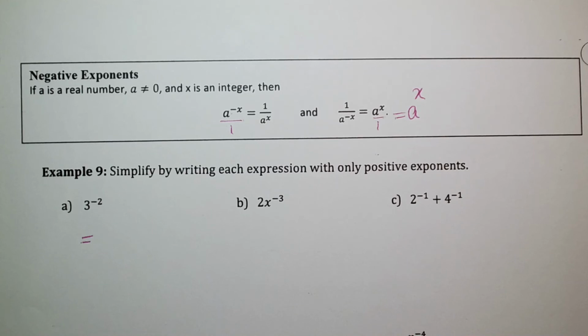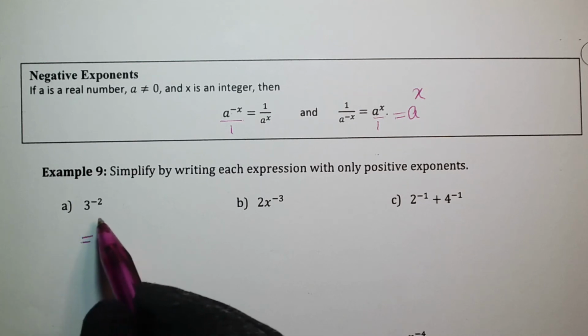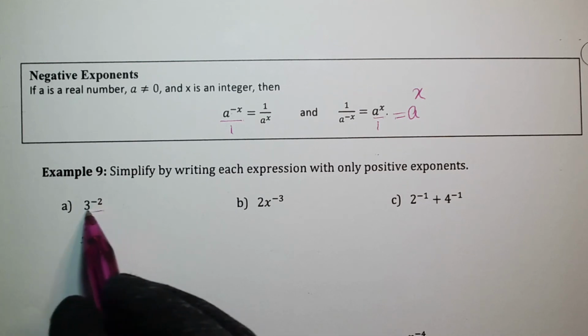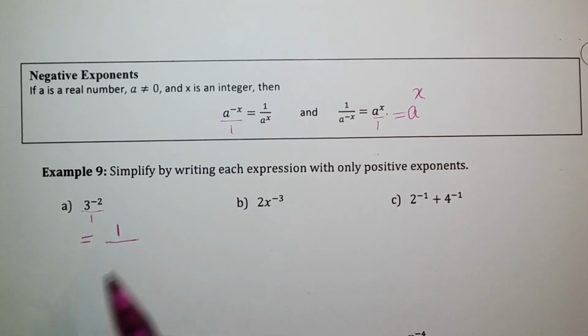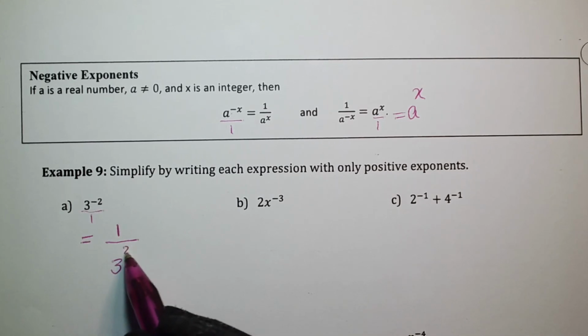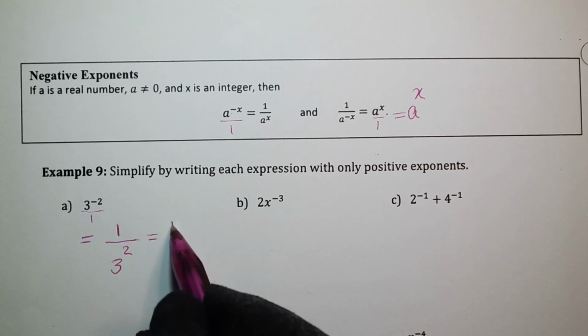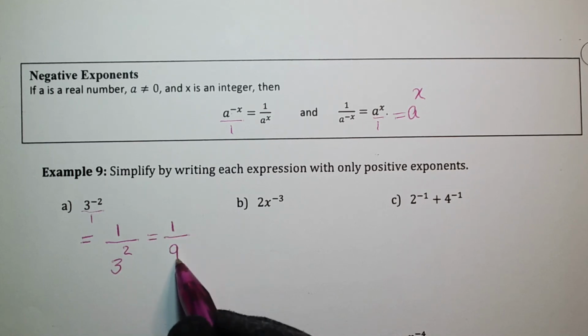For example, 3 to the power of negative 2. We need to make exponent positive to be able to calculate this expression. So 3 to the power of negative 2, actually denominator is 1. So if I flip over, this fraction is going to be 1 over 3 to the power of positive 2. I know 3 squared means 3 times 3, 9. So the answer is 1 over 9.